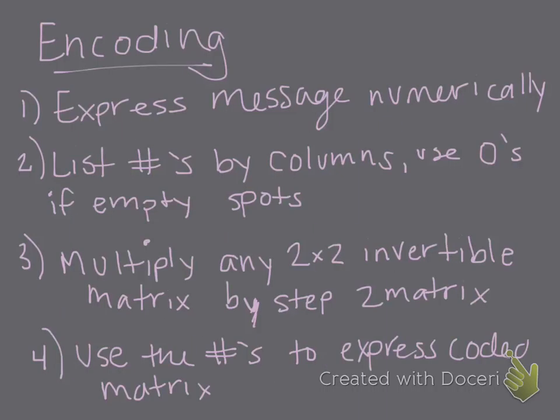So the process for encoding a message is, whatever your message is, we're going to express it numerically. It's important that you list the numbers down by the column versus going across on the row. Then you're going to pick any 2x2 invertible matrix, which we call the coding matrix, and multiply that by your 2x2 message matrix. Your result is going to be the coded matrix.